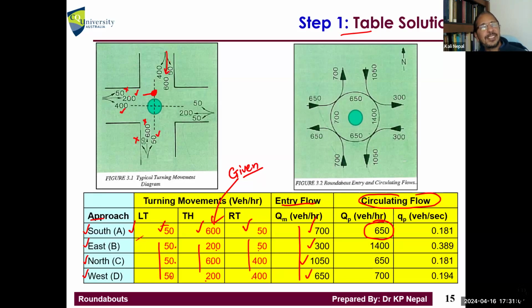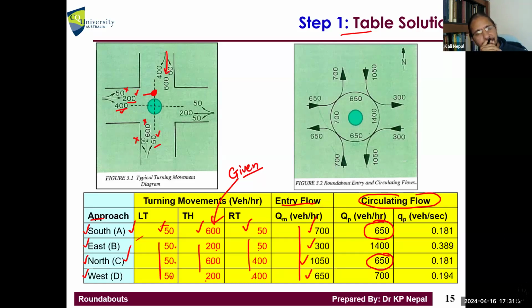All others, they don't need to. So how much now? 200 plus 400 plus 50. How much? 650 again. From the north, 650, circulating flow. Is it clear now? Please calculate circulating flows that way. So just think who you need to give way to, which flow.